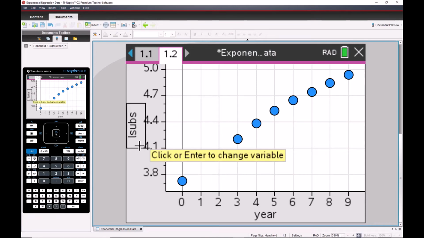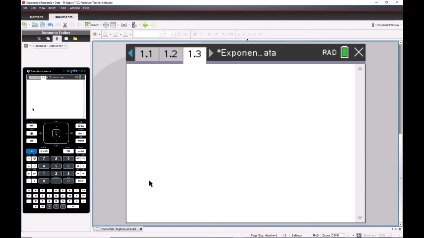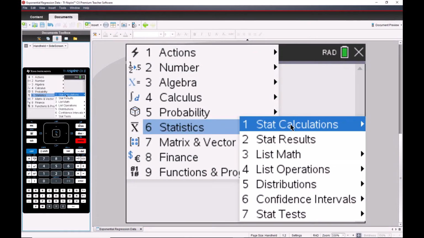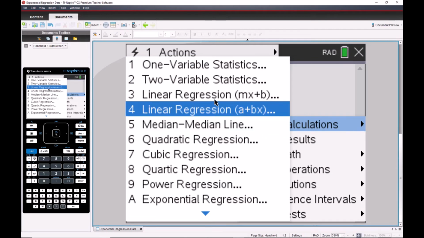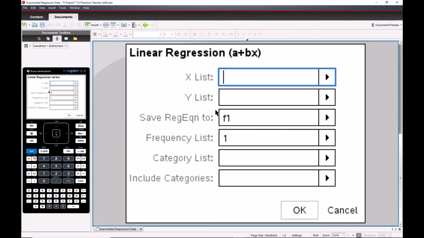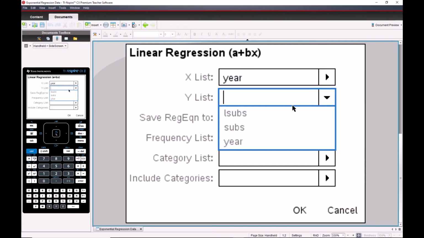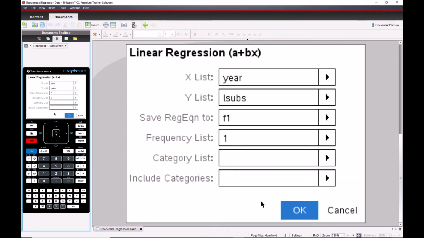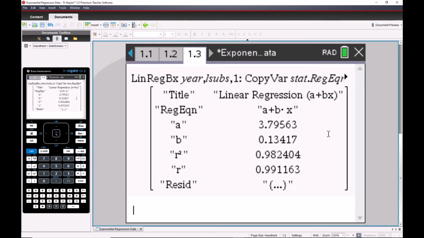So let's go to the home screen and go to a calculator page, make sure everything is linked together, and let's run that regression. So statistics, stat calculation, linear regression, a plus bx. All right, our x list is just going to be our year. The y list, since we're doing it as a linear, is the log of the number of subscribers. Keep this at F1, and let's tab down to OK. And that is going to be our linear version of this exponential model.